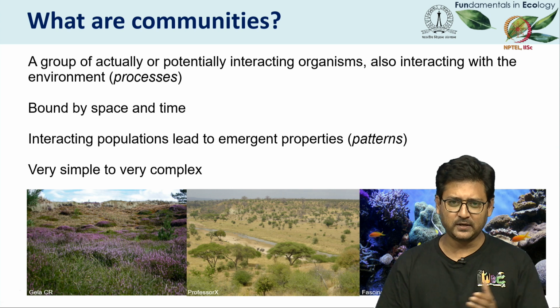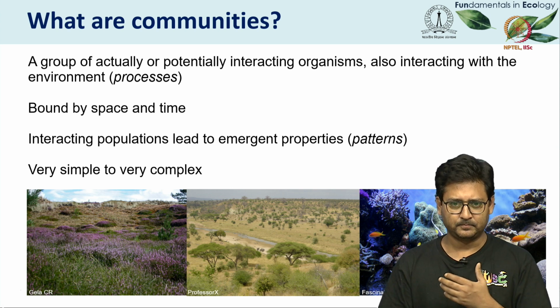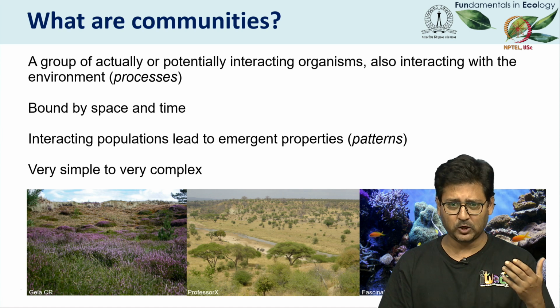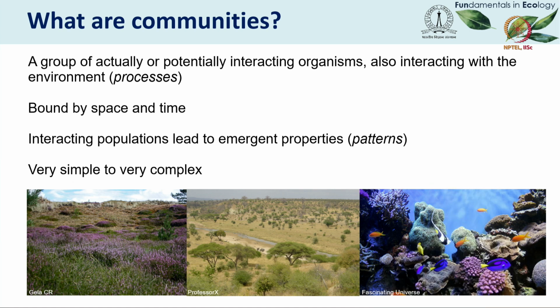But you can go to another extreme where if you look at a tropical coral reef, that can have thousands of species of coral, it can have thousands of species of fish, invertebrates, and so on, other species associated with it. So the potential number of interactions between those species is very high, and that's a very complex community. So communities can vary in their complexity from being simple to complex.